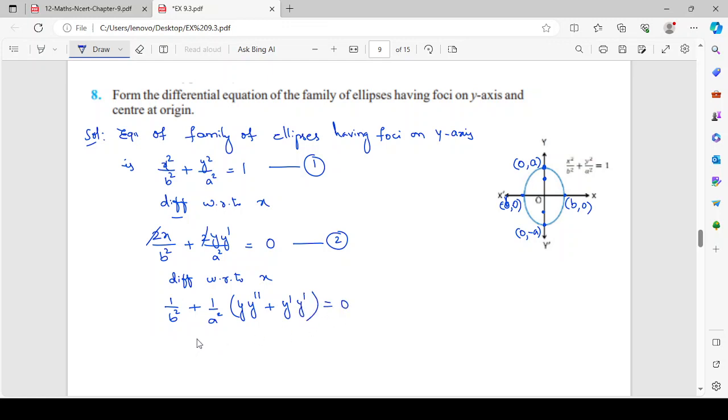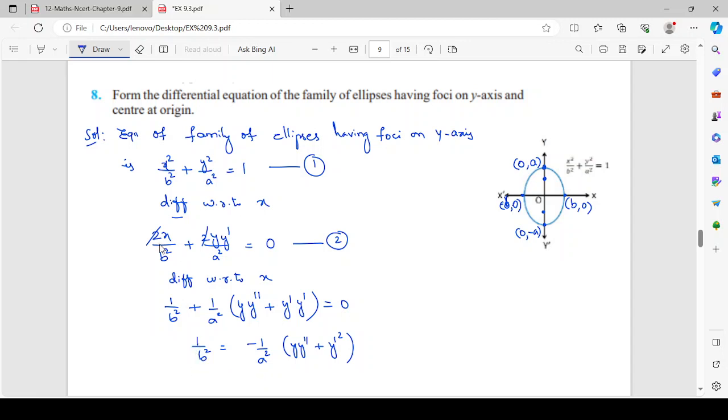So therefore 1 by b square is equal to minus 1 upon a square into y double dash plus y dash into y dash, that is y dash square. Don't get confused here. This entire term is multiplied by 1 by a square. That positive term is alone, minus is outside. This won't be changed. Otherwise, you can multiply first and then take minus 1 by a square, that also works. By the way, here we got 1 by b square.